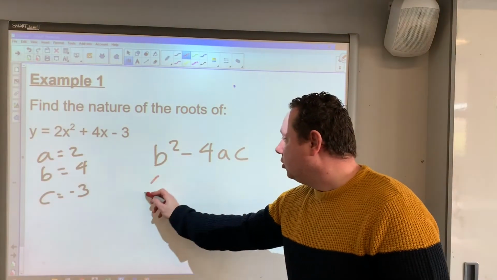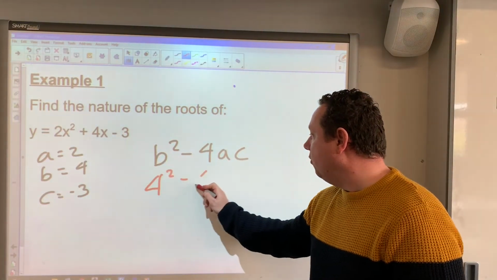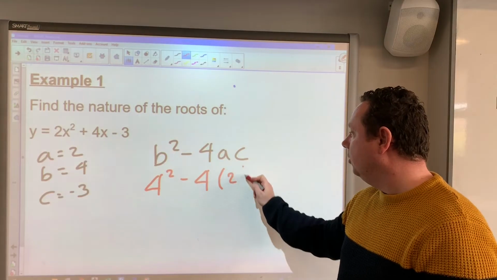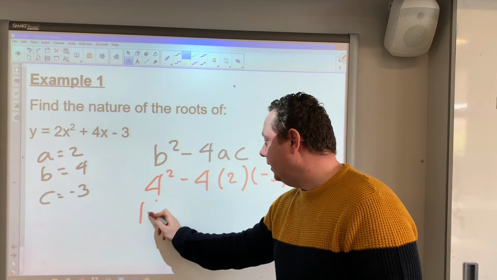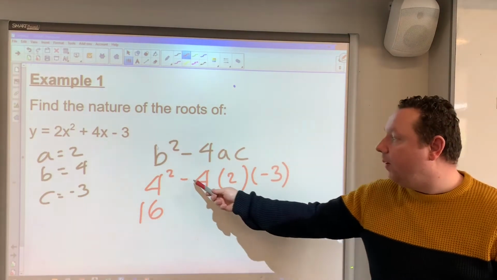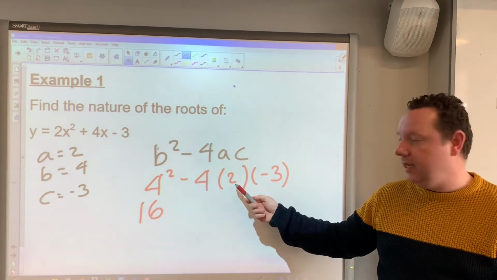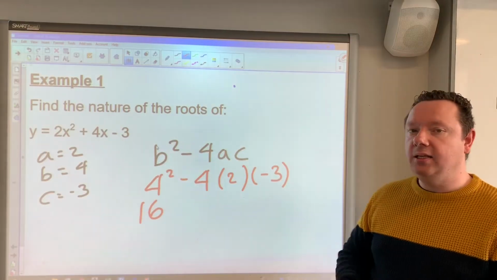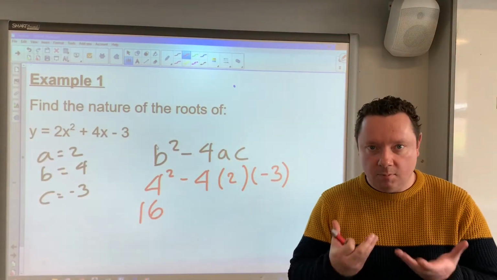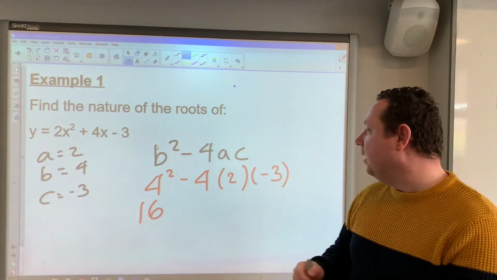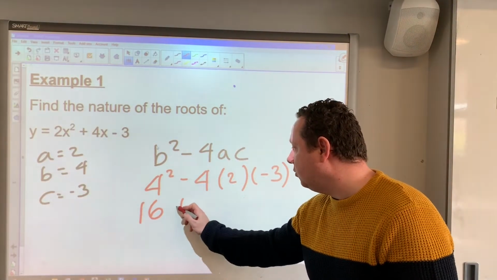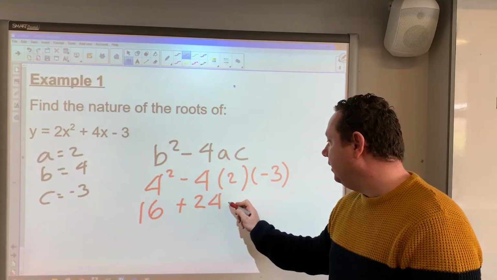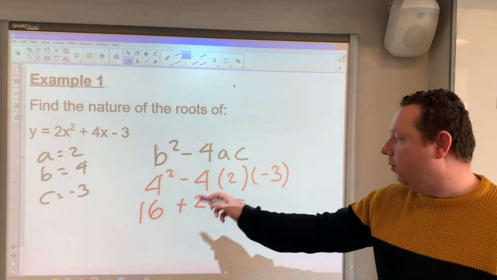So I've got 4 squared minus 4 times 2 times minus 3. That gives me 16 for the first term. Now that's a minus 4 times 2, which is minus 8. Minus 8 times minus 3. Double minus multiplied together gives you a positive. So minus 8 times minus 3 is positive 24. Add them together, 24, 40.